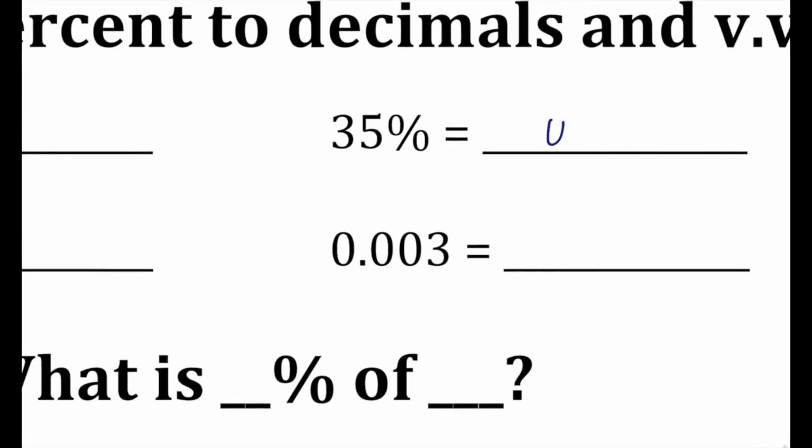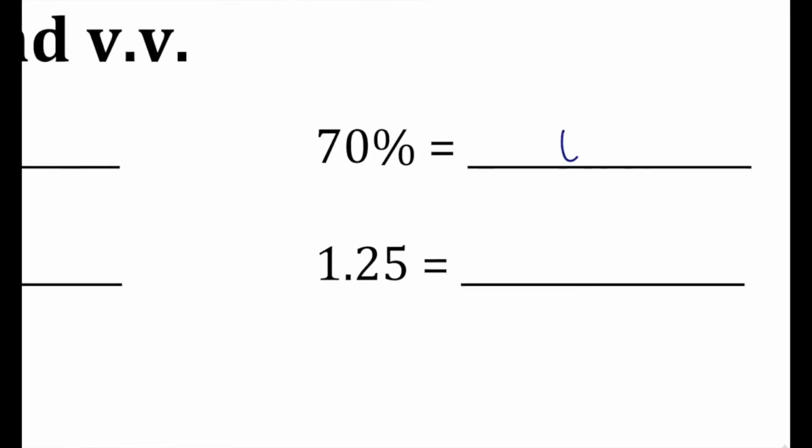35%, 0.35. 70%, 0.7. Easy enough, isn't it?